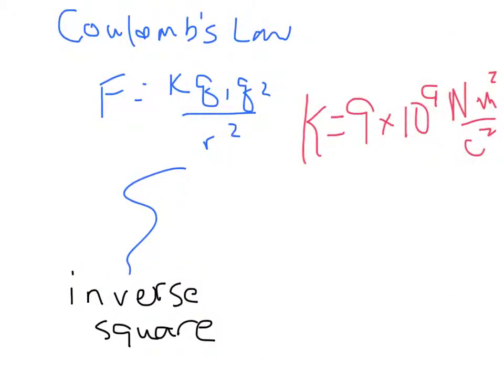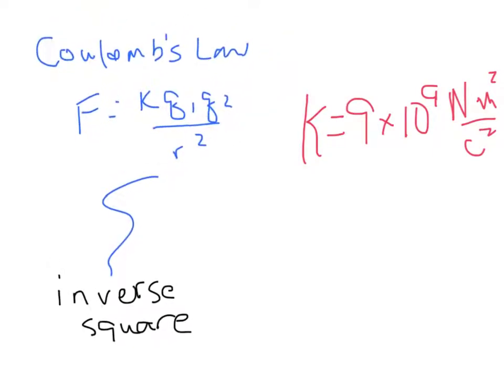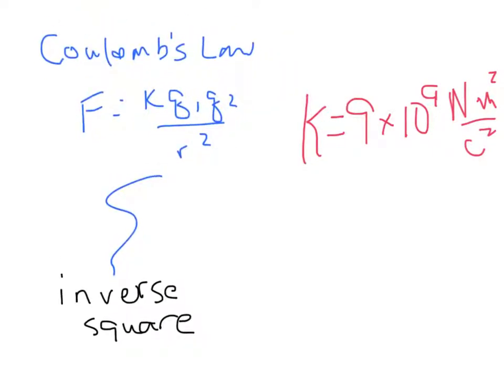Now, with Coulomb's law, we need to understand that it's an inverse square law. And the fact that it's an inverse square law makes it important, as we'll find out later. And K is a constant. It's 9 times 10 to the 9th newtons times meter squared divided by Coulomb squared. It is really just there to cancel out.